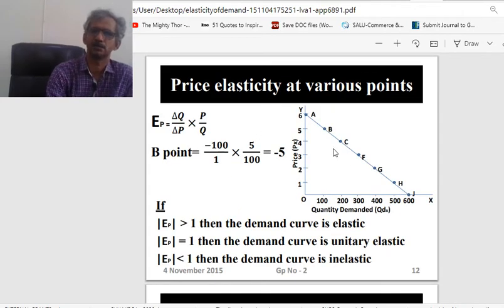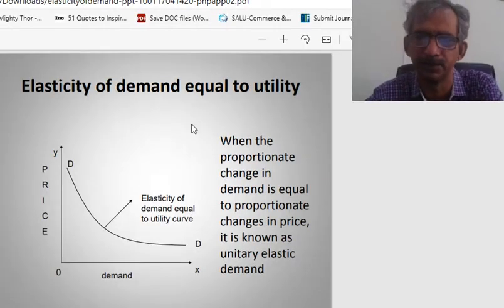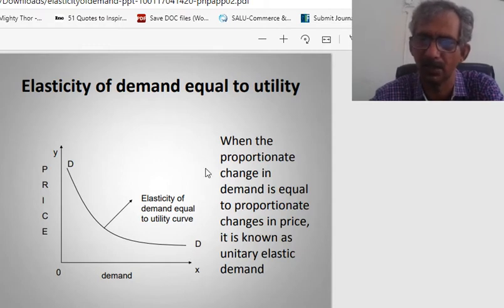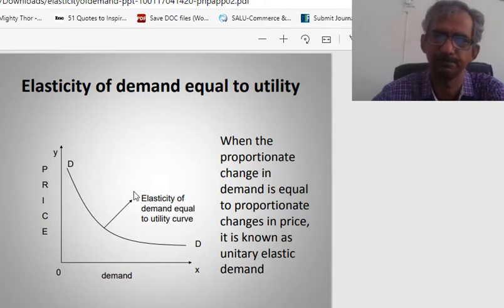So the price elasticity at the quantity demanded. When the proportionate change in demand is equal to proportionate changes in price, it is known as unitary elastic demand. When the changes in price and the quantity demanded are equal, we say there is a unit elastic demand. You can also see from this graph that the same change is occurring in the quantity and the price.